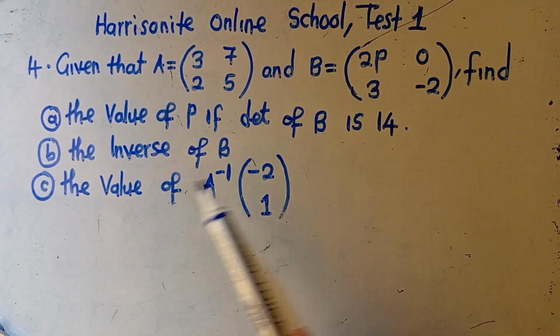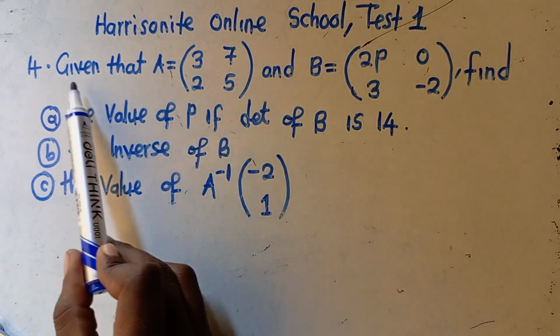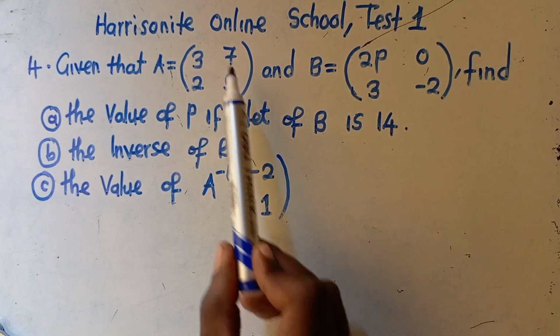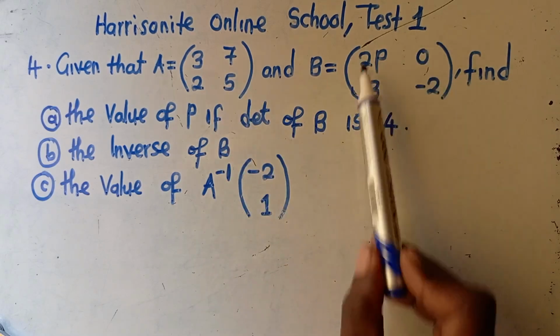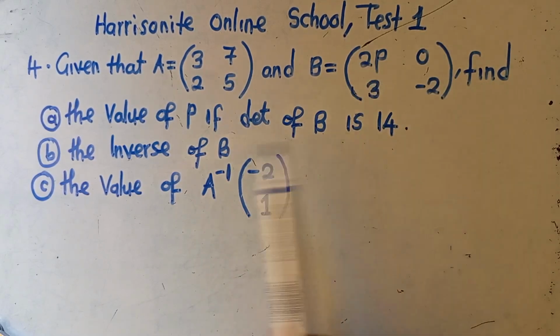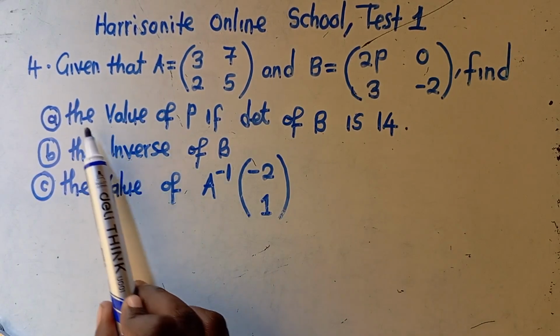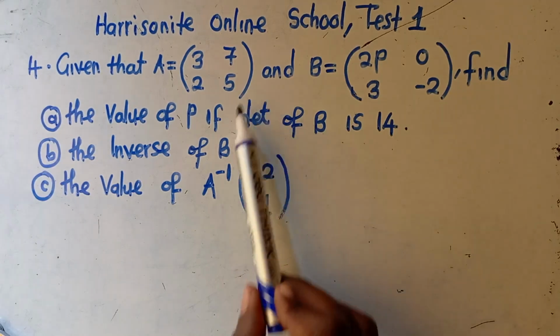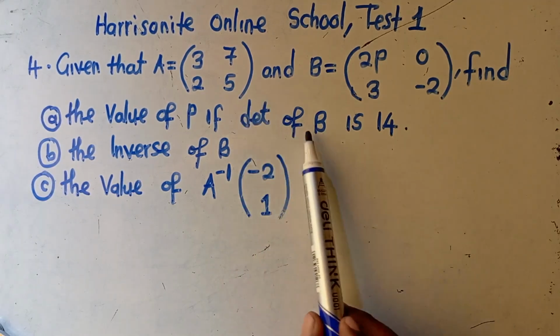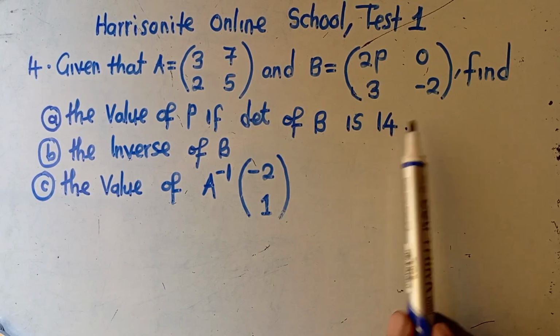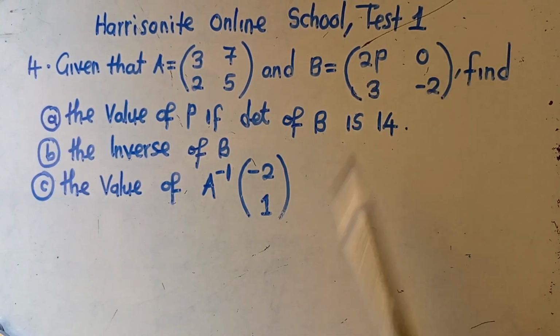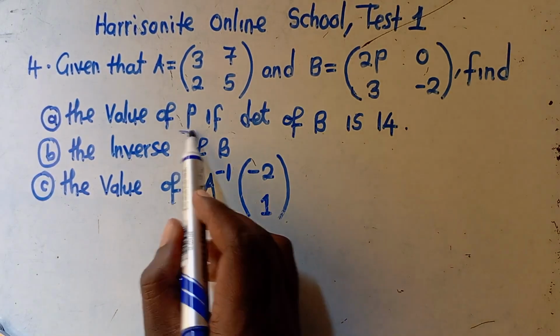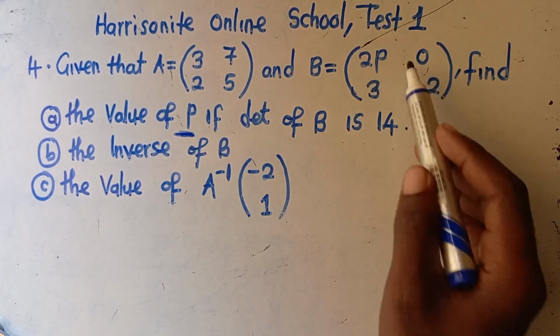To start with, the first question, I think you are able to see, given that A is equal to that, B is equal to that particular matrix. We are told to find the value of P if the determinant of B, this is the short way of writing determinant of B, is 14. So the determinant of this B is 14. So we are told to find the value of P if the determinant of B is 14.